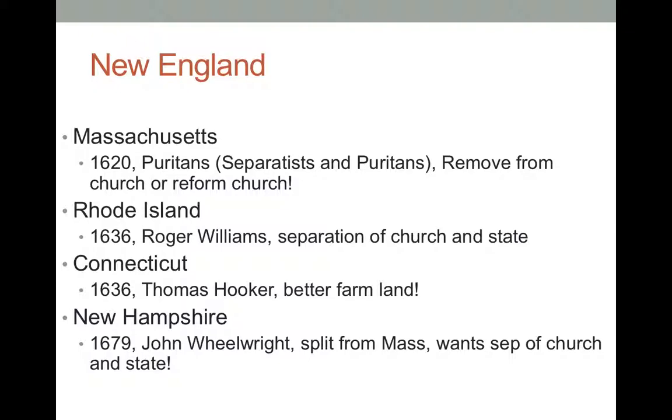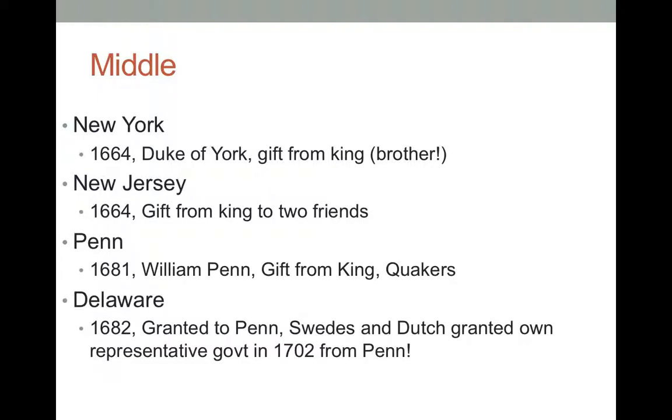We talked about that even though they're coming because they are persecuted, this does not make them any more tolerant of others. And so it's going to be places like Rhode Island, like Maryland, that become more accepting of other people. In the middle colonies, we have New York, New Jersey, Pennsylvania, Delaware.